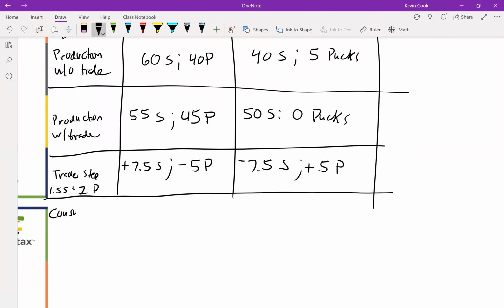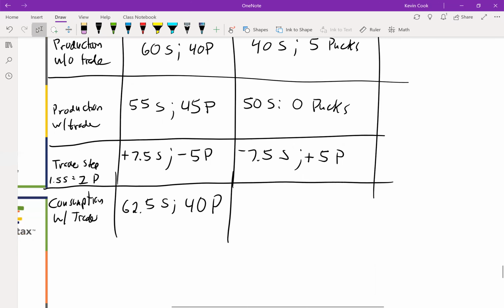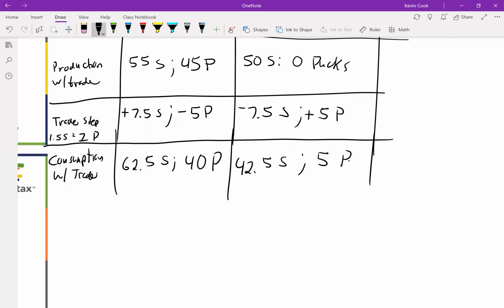So now we have our consumption with trade. And this will give us 55, and 7.5 gives us 62.5 for Canada. And 45 minus 5 is 40 pucks. And then France will have 50 minus 7.5 is 42.5 syrups. And they end up with 5 pucks. So we have that. Then if we just come down again and we look at our consumption without trade, just as grounds for comparison.